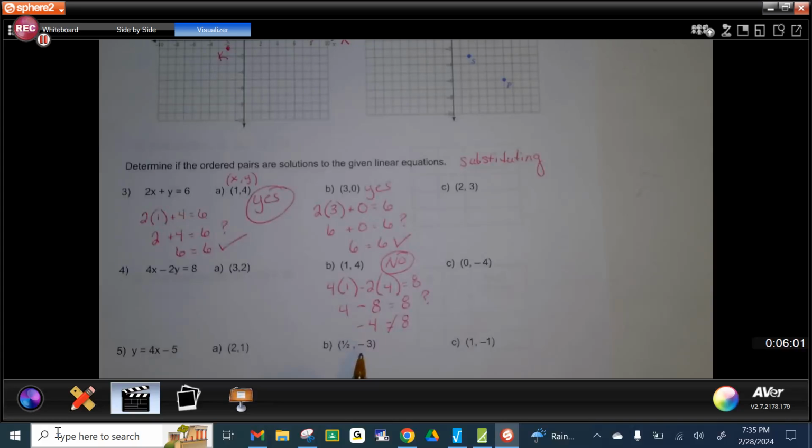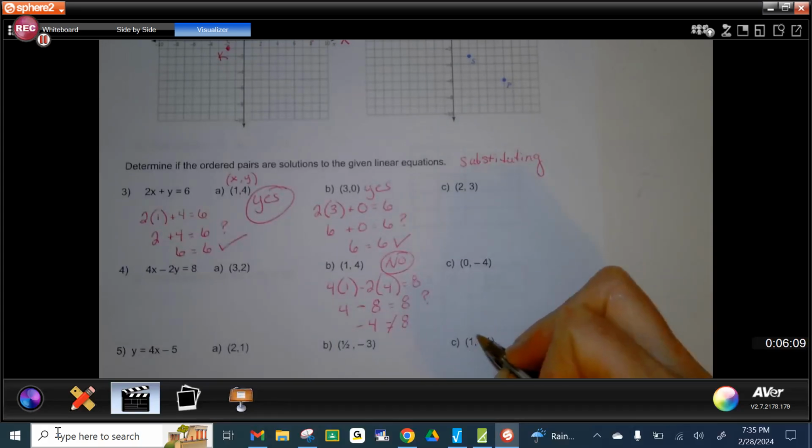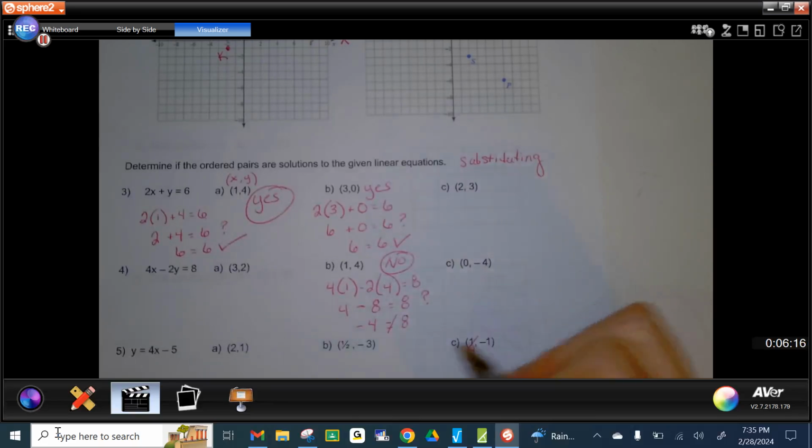That's the only one with the fraction. I'd rather you try that one. Maybe I'll make this one a fraction 2. I'm going to make this one a fraction 2, 1/4. So I'll do the 1/4, and then you can try the 1/2.